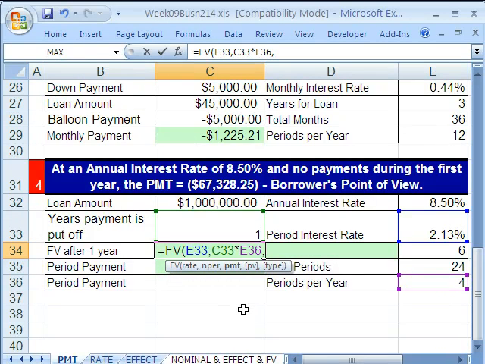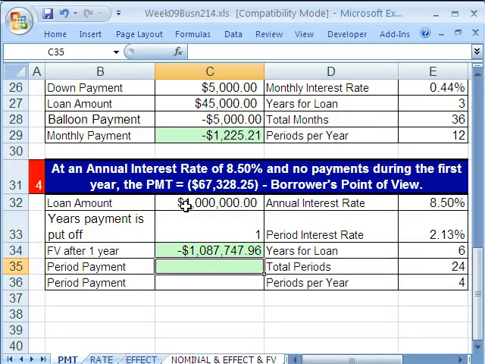Comma, now the payment. Oh, there is none. So when you skip an argument, you type a comma, and it just skips it. The present value, this is from the borrower's point of view, so it is a positive. Click right there. And the type is N, so we can leave that last argument off. And there we have it. We have $87,747.96 has been accumulated even as we have been on vacation from making payments.